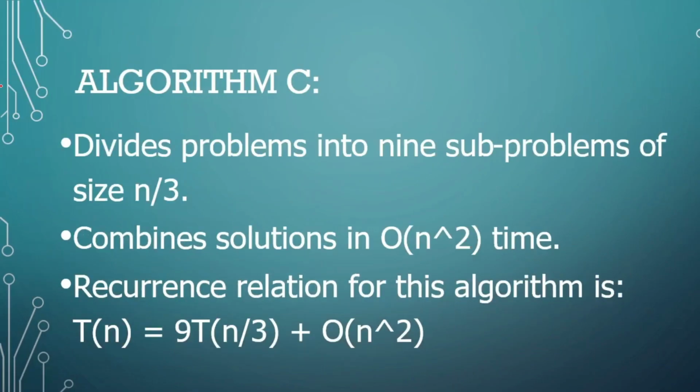Last problem here, this is problem C. So algorithm C solves a problem by dividing it into 9 subproblems, and each subproblem is n over 3, so b is the factor by which we divide the big problem n into smaller subproblems, so b is 3, and it combines everything in big O of n squared, so this is our f(n), and we end up with this recurrence relation, right? So we have T(n) equals 9T(n/3) plus big O of n squared.